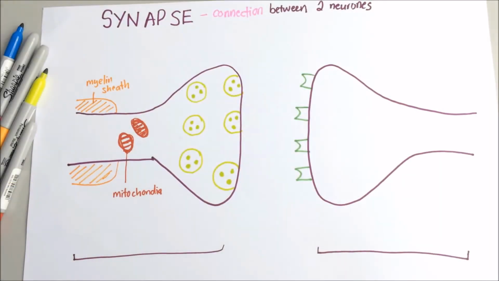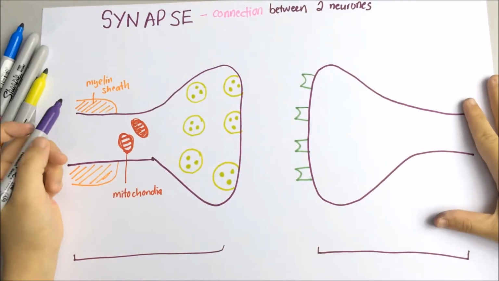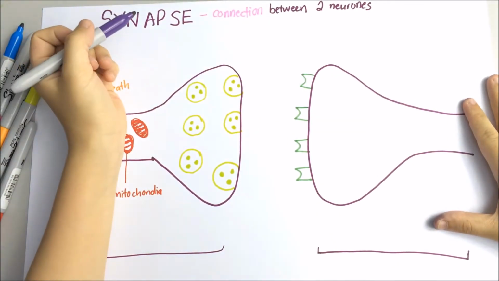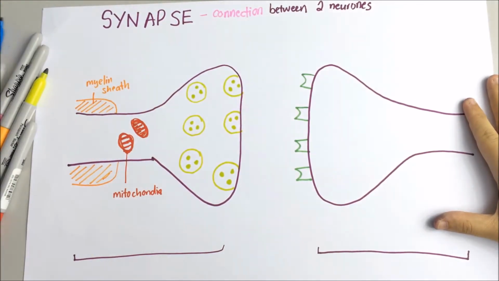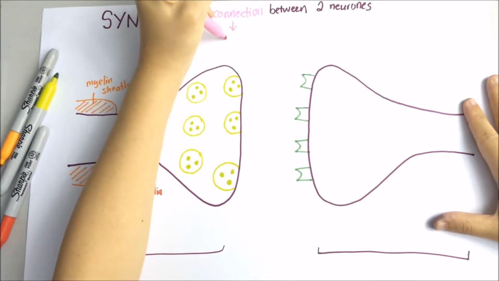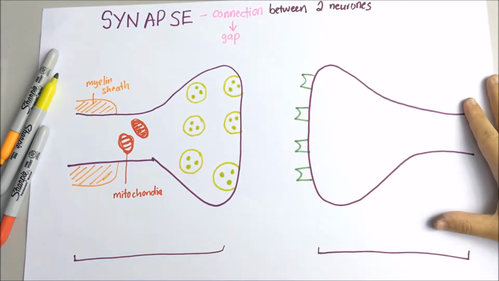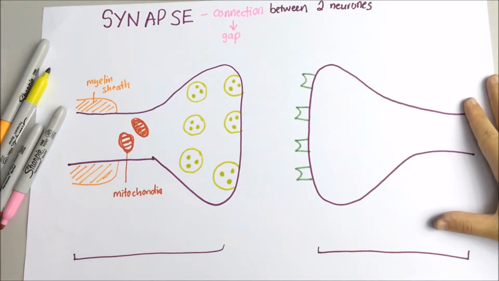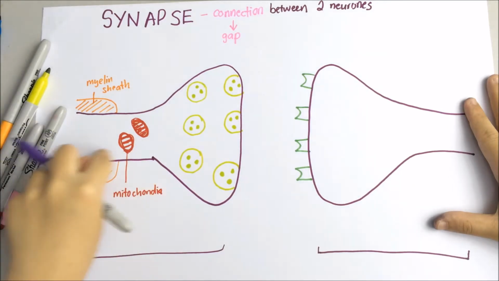Hi guys, today we are going to learn about synapses. Neurons are cells that make up your nervous system. In between these neurons, there are tiny little connections called synapses. It is a tiny gap where two neurons meet, as shown in this diagram. This allows your neurons to communicate with each other.